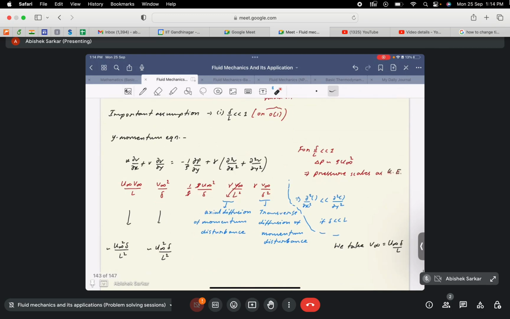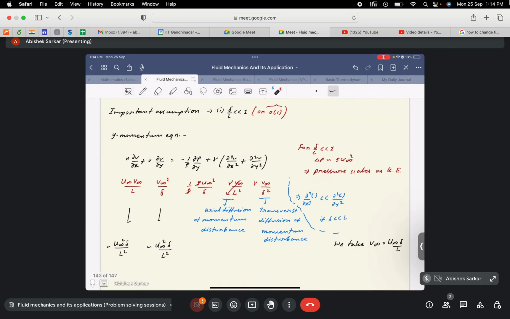Okay, so keeping that in mind, we do the order of magnitude analysis of the boundary layer equation along the y momentum equation for the boundary layer. So u would scale as u infinity. That's correct. V would scale as v infinity, and x would scale as L. Again, v would scale as v infinity, so it will be v infinity square by delta. Right. So now pressure would scale as rho u infinity square.